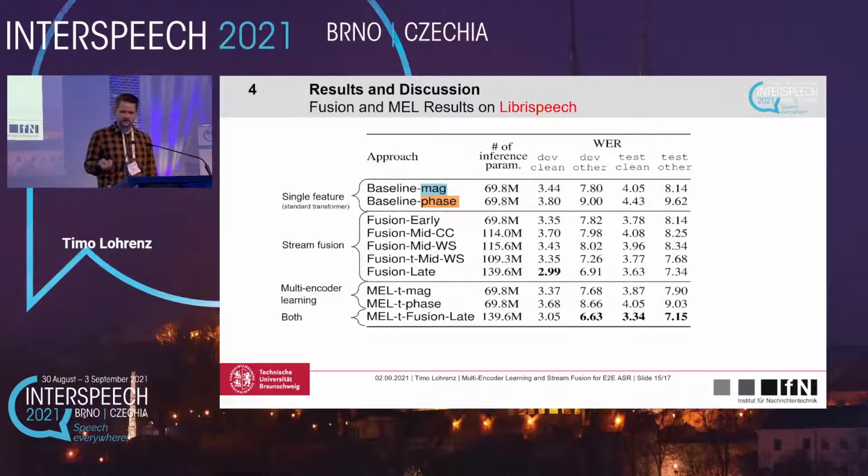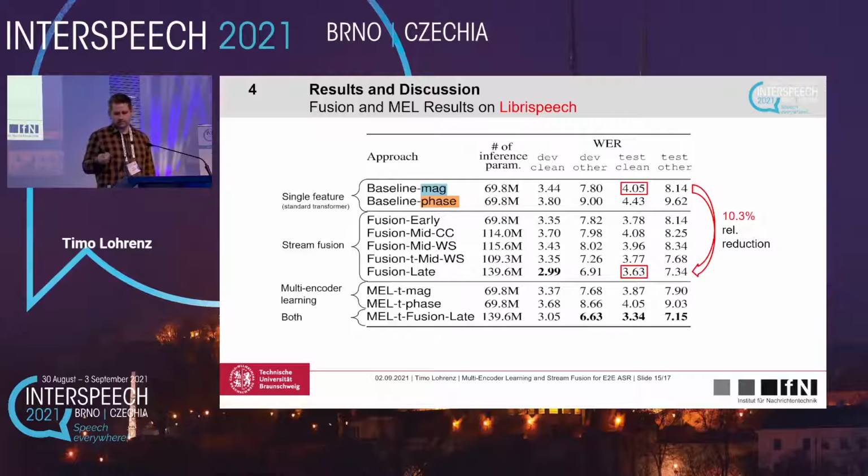So let's quickly look at the Librispeech results. These are pretty similar. So for fusion, we get nice results with the middle fusion approach that does not add as much complexity to the system. And also late fusion achieves a 10.3% relative reduction.